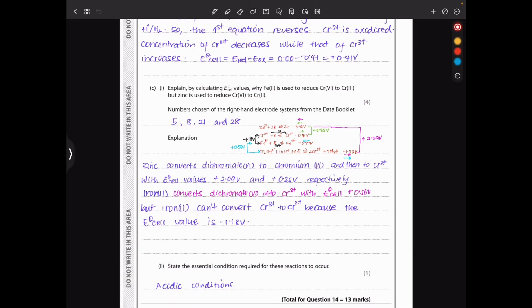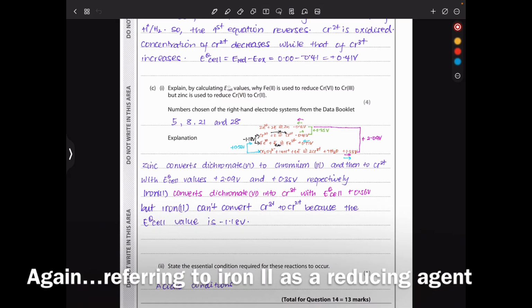But when we see chromium 3 to chromium 2, the E theta for zinc is more negative than that, meaning zinc is going to be a good reducing agent, and the E theta value for the cell is 0.35, a positive value, so that reaction will be feasible. But when we use iron to reduce chromium 3 to chromium 2, the E theta for the cell is minus 1.18 volts, and that means this reaction will not be feasible.